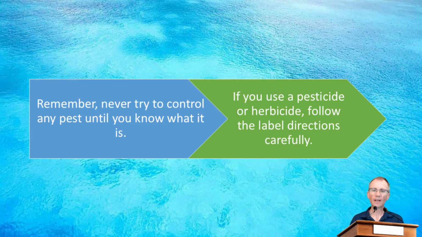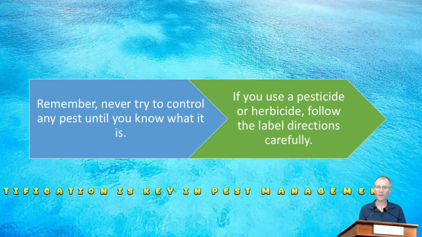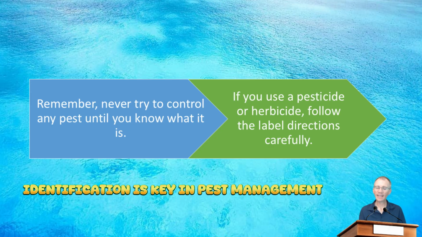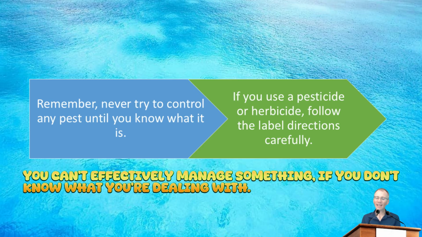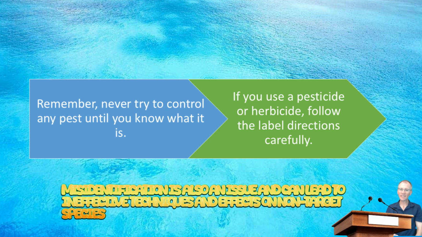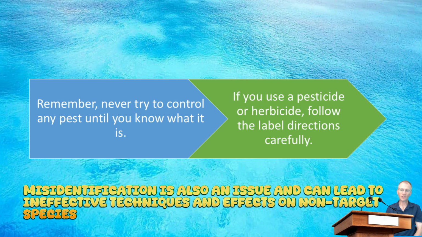Remember, never try to control any pest until you know what it is. If you use a pesticide or herbicide, follow the label directions carefully. Another important fact: identification is key in pest management. The reality is you can't effectively manage something if you don't know what you're dealing with. Misidentification is also an issue and can lead to ineffective techniques and effects on non-target species.